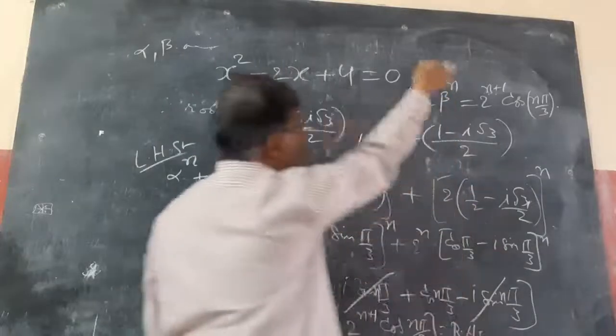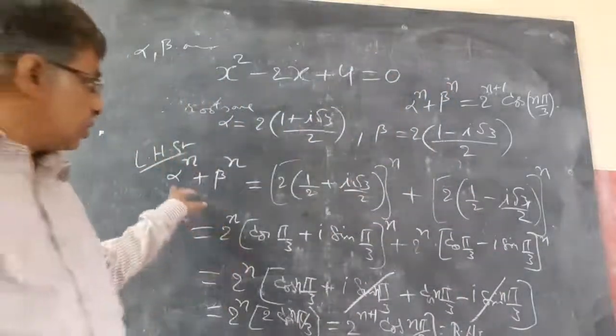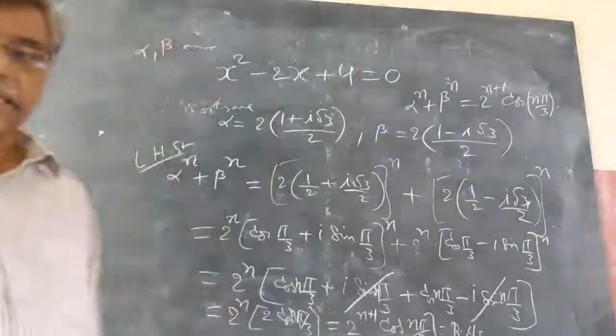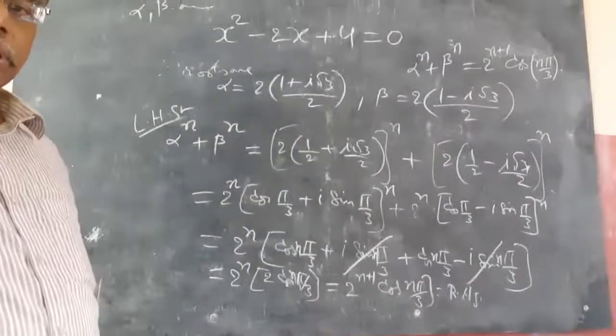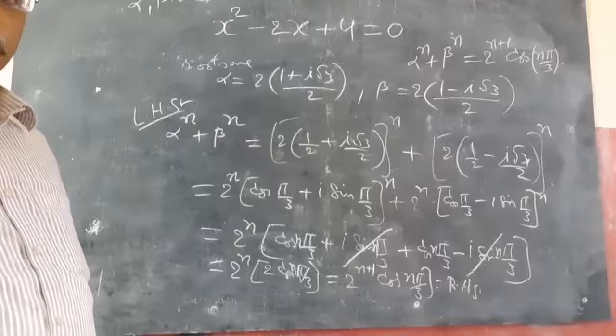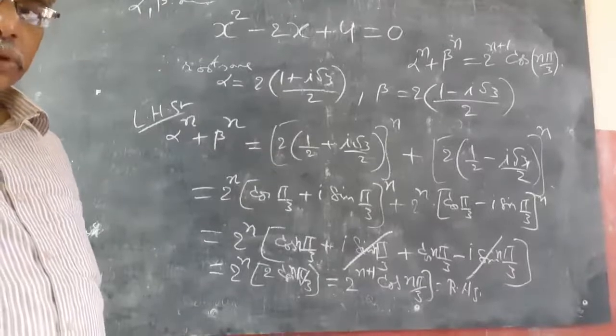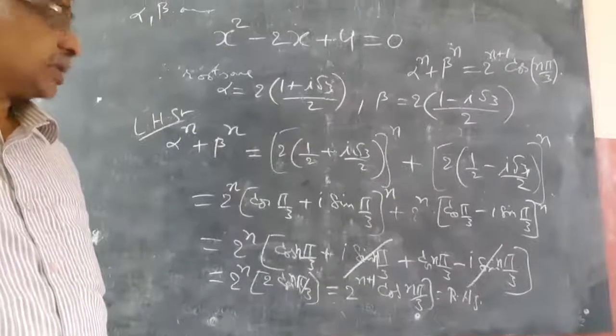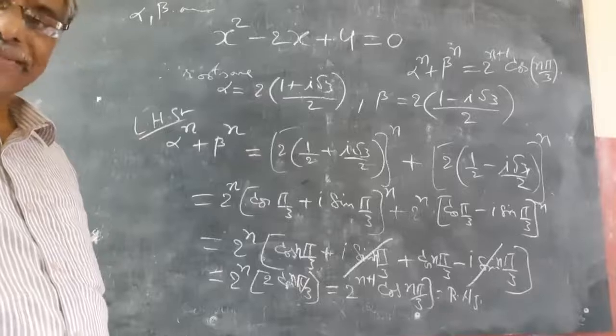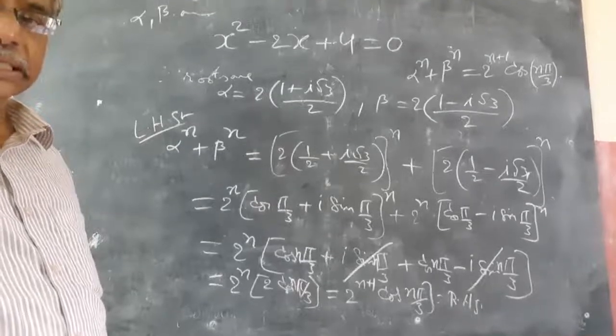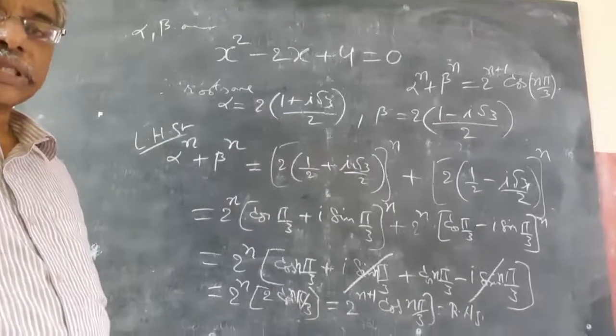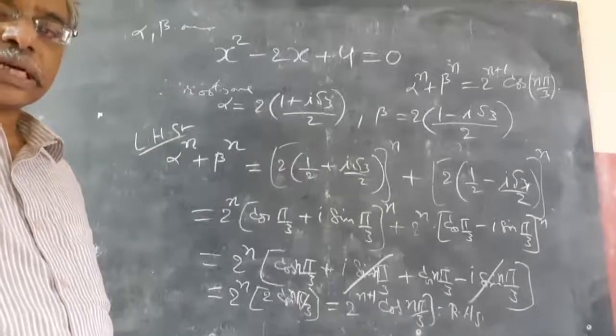Therefore, LHS equal to RHS. Hence proved. So this is how we will do all these 7 markers. These are very important 7 markers. Pakka one question from De Moivre's theorem for 7 markers.